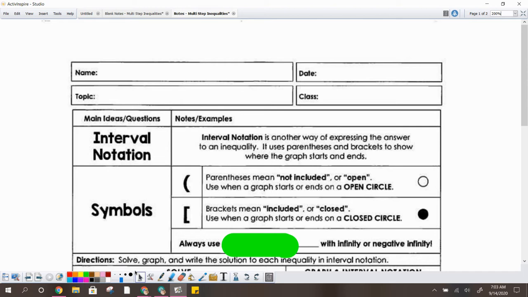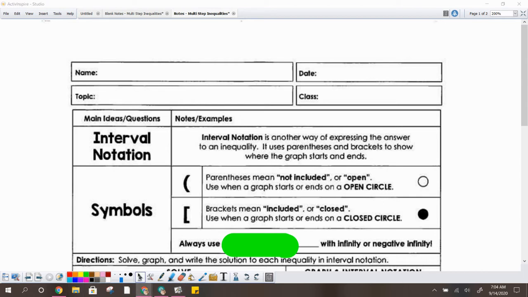There are two different symbols that you're going to see with interval notation: a parenthesis and a bracket. You use a parenthesis when you're not including something, or when you're graphing, there's an open circle. It just means that if there's a parenthesis, you don't want to include that number in your answer. A bracket means you are including it, and that's when you use a closed circle on your graph. So for the most part, you're going to use parentheses unless you have the less than or equal to or greater than or equal to part in your graph.